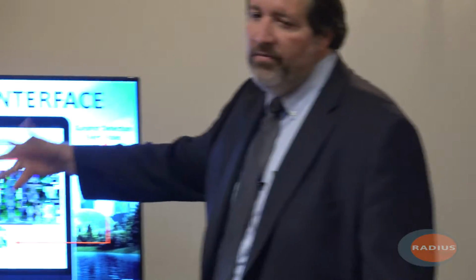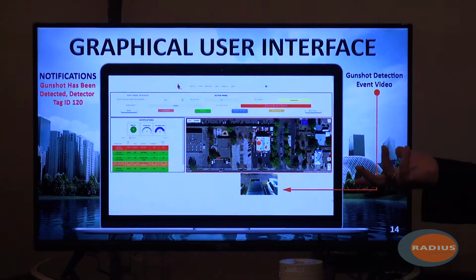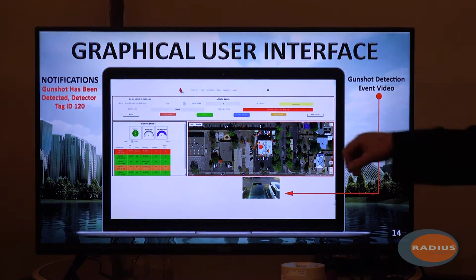Here's the interface to the system. So a gunshot has gone off. This is a duress button instead of a gunshot. That's an option on the system. You can have either a gunshot detector, you can also have a panic button basically. But the same thing happens.